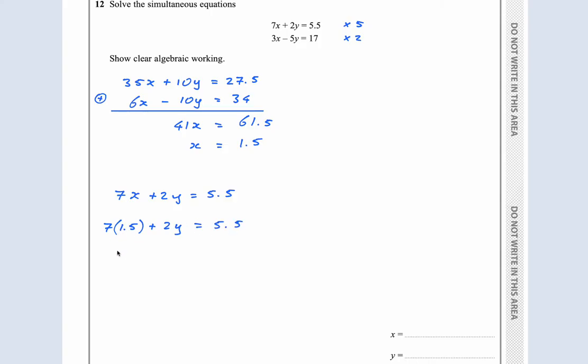7 times 1.5 is 10.5. 2y equals, now I subtract the 10.5, so 5.5 minus 10.5 is -5. So y is equal to -5/2, or -2.5. So my x is 1.5 and my y is -2.5.